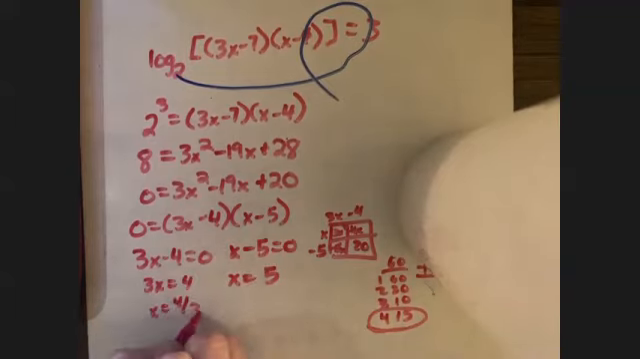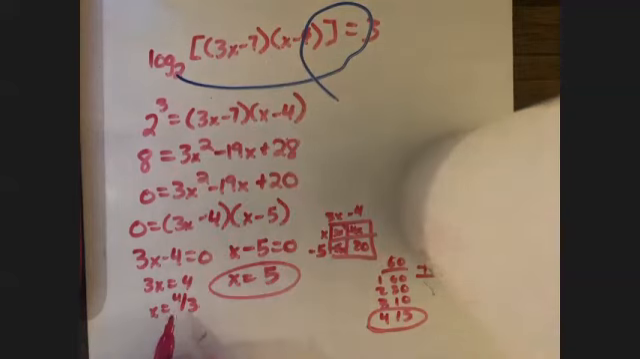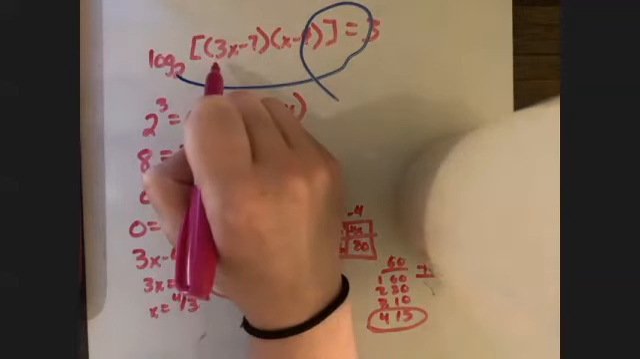Now, got to check our stuff in. Sorry, that looks really sloppy. Okay, so we're going to check stuff back in. So I'm going to start with the easy one. I'm going to start with 5. 3 times 5 is 15, minus 7 is 8. That's okay. 5 minus 4 is 1. That's okay. Okay, so we're going to keep this. Now, 4/3. 4/3 times 3 is going to be 4. 4 minus 7 is -3. Okay, so we're going to have to check this.